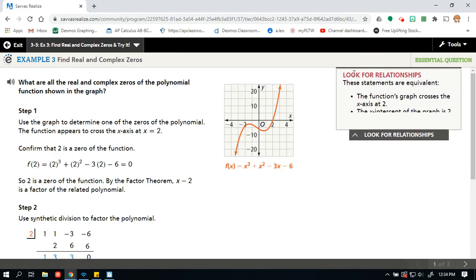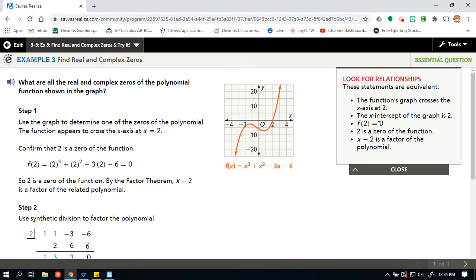Let's go back, look for the relations. The function's graph crosses the x-axis at 2. The x-intercept of the graph is 2, so f of 2 should equal 0. 2 is the 0 of the function, which means x minus 2, notice the sign change here, is a factor of the polynomial.